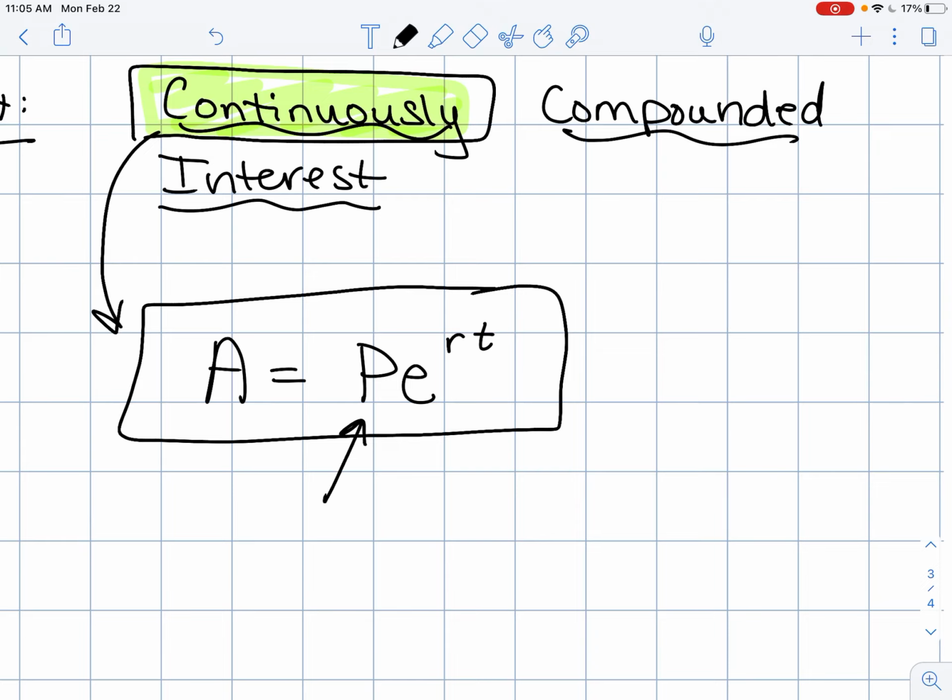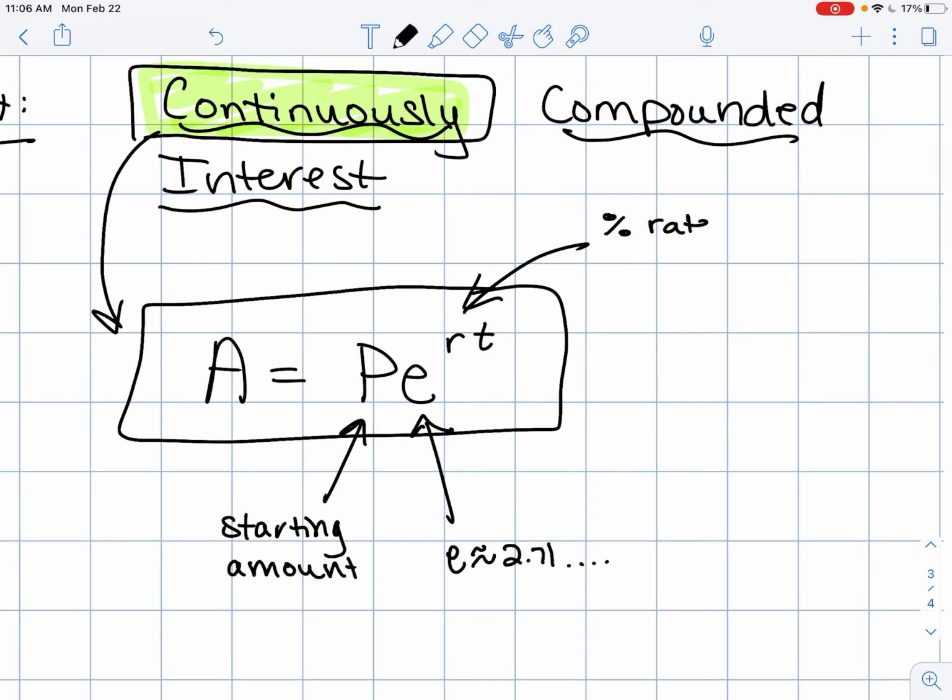P stands for that initial or starting amount. Some call it the principal amount. e is the number we've been talking about, that 2.71 number. r stands for the percent rate in decimals. And then t is for time, and this one, I believe, is in years.